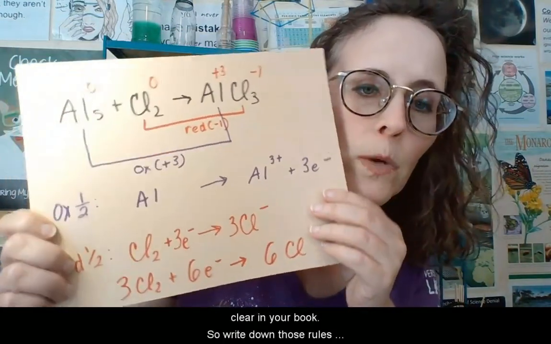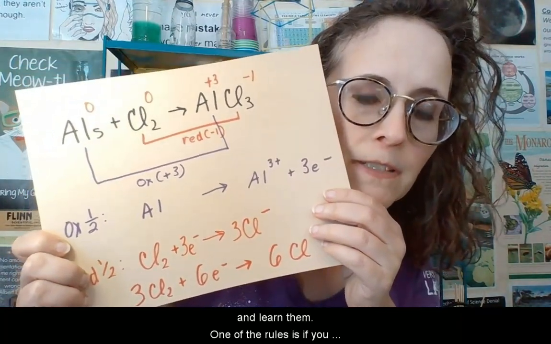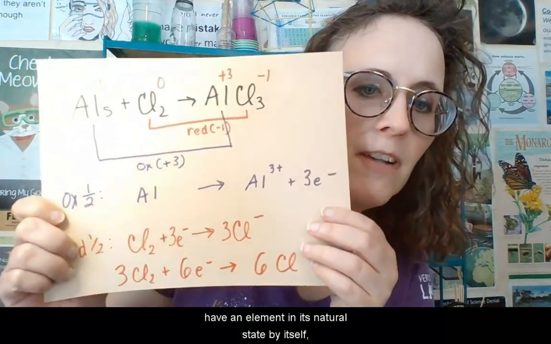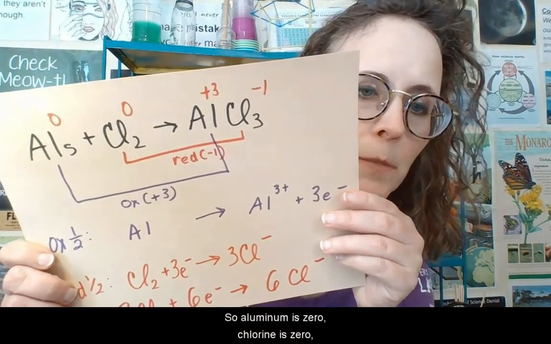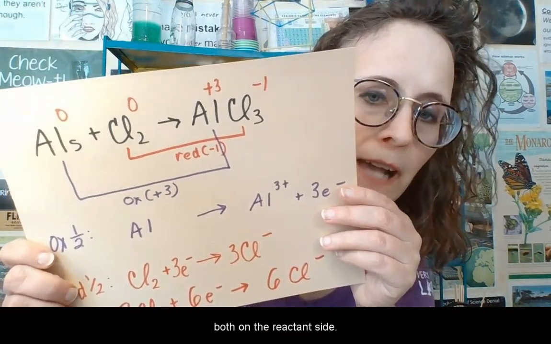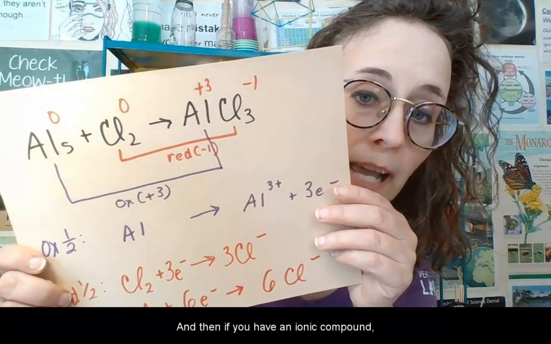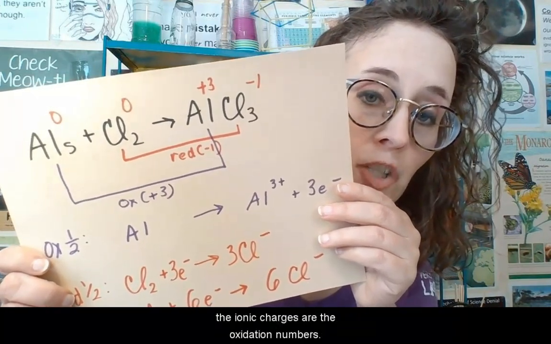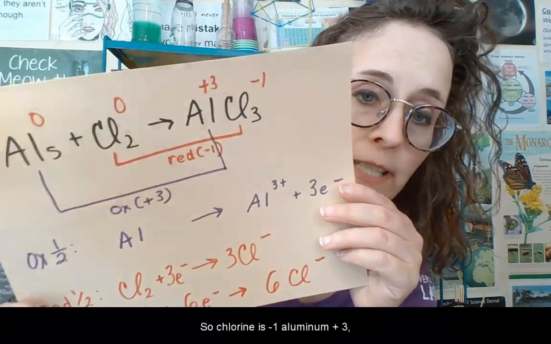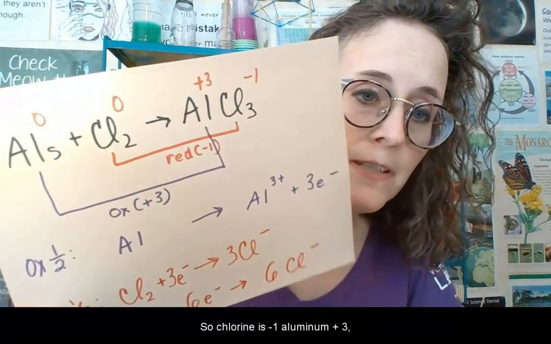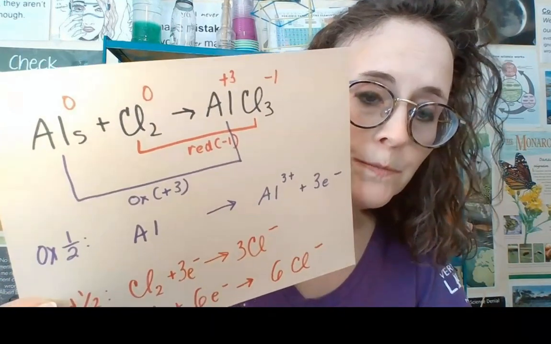so write down those rules and learn them. One of the rules is if you have an element in its natural state by itself, then the oxidation number is 0. So aluminum is 0, chlorine is 0, both on the reactant side. And if you have an ionic compound, the ionic charges are the oxidation numbers. So chlorine is -1, aluminum ion is +3, no surprises there.